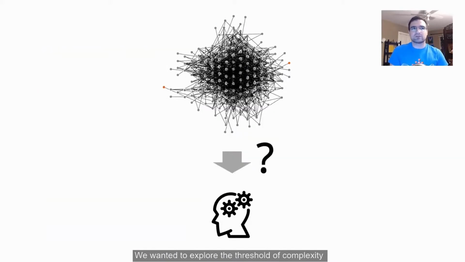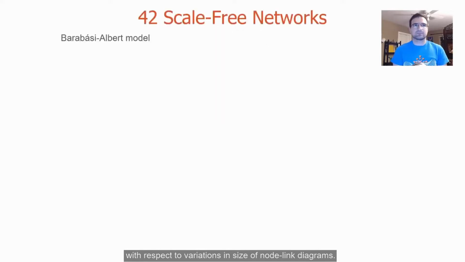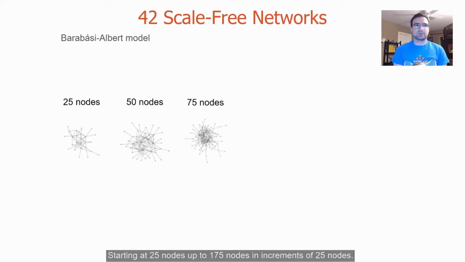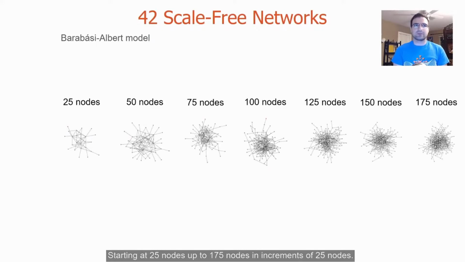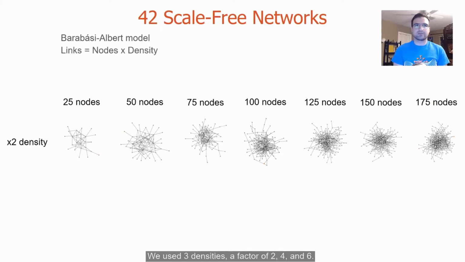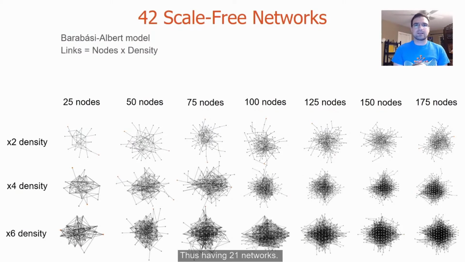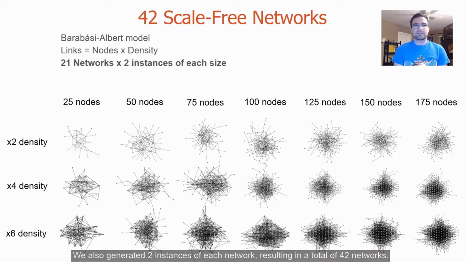We wanted to explore the threshold of complexity at which node link diagrams become useless without interaction or aggregation. However, we did not want to solely rely on performance measures and self-reported difficulties of the participants. We devised and conducted a user study which would help investigate human perception with respect to variations in size of node link diagrams. We generated scale-free networks of varying sizes, starting at 25 nodes up to 175 nodes in increments of 25 nodes. We used 3 densities, a factor of 2, 4, and 6, thus having 21 networks. We also generated 2 instances of each network, resulting in a total of 42 networks.